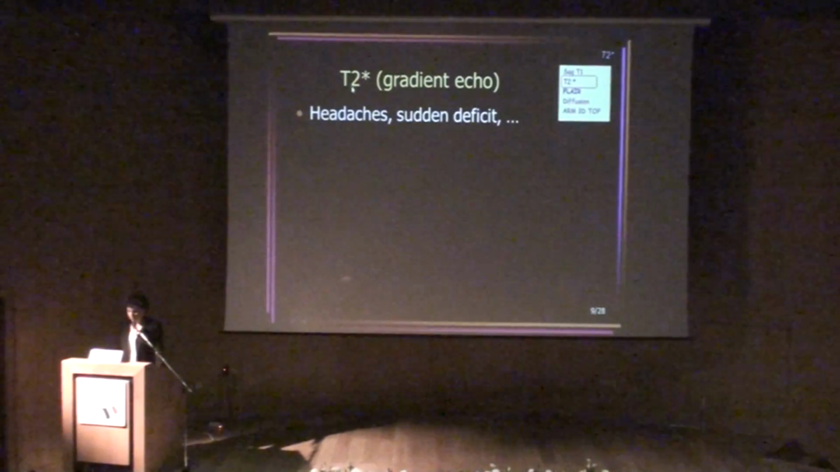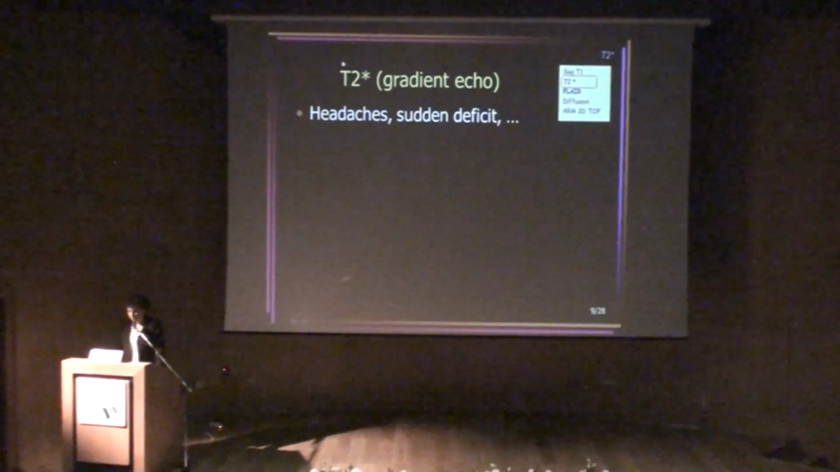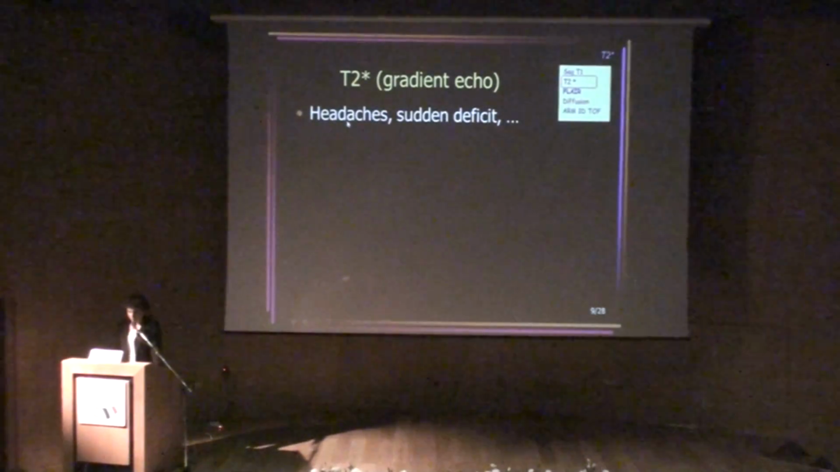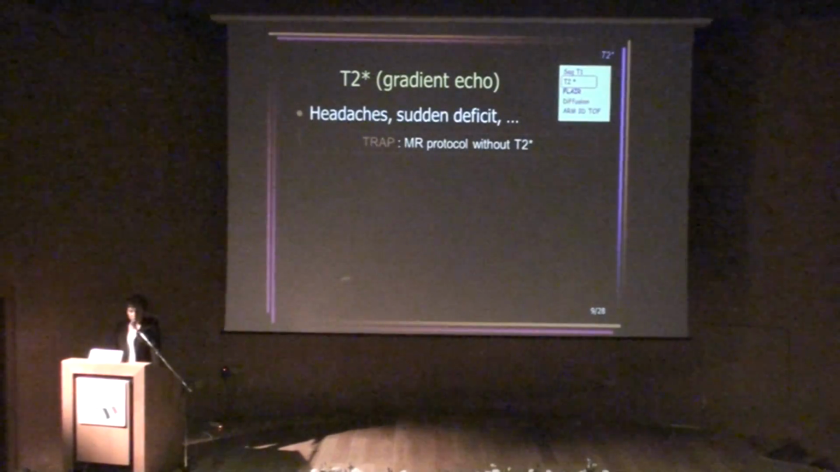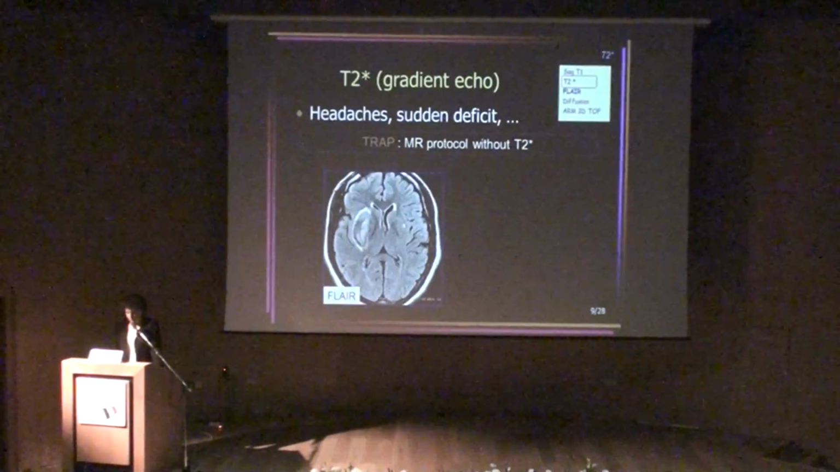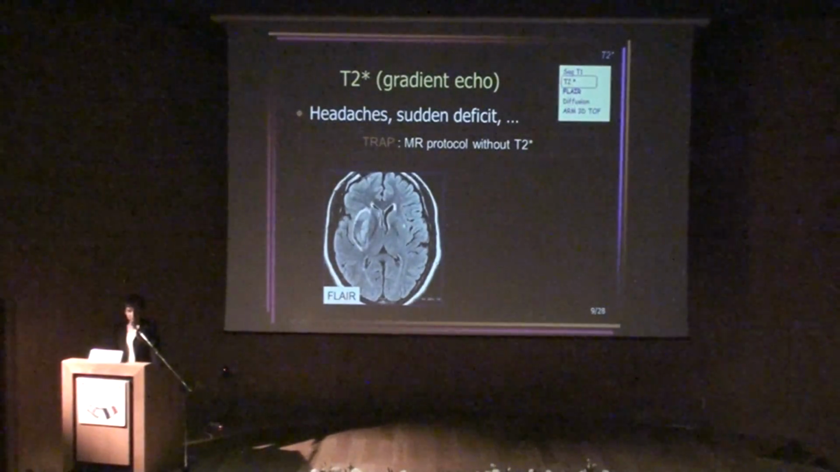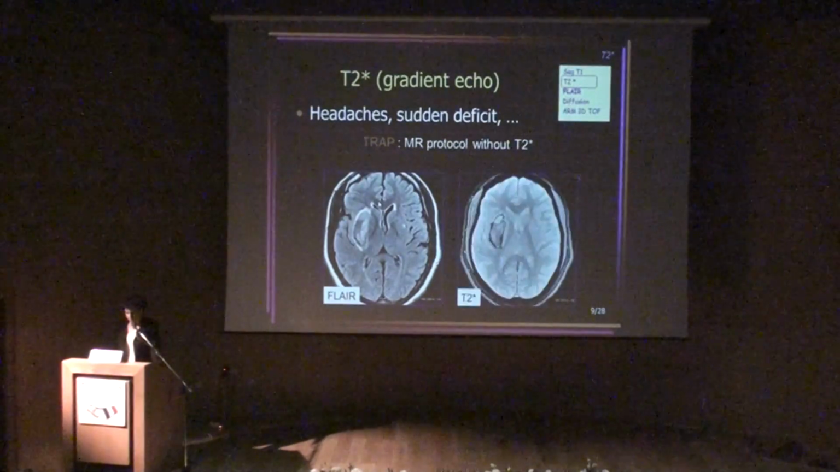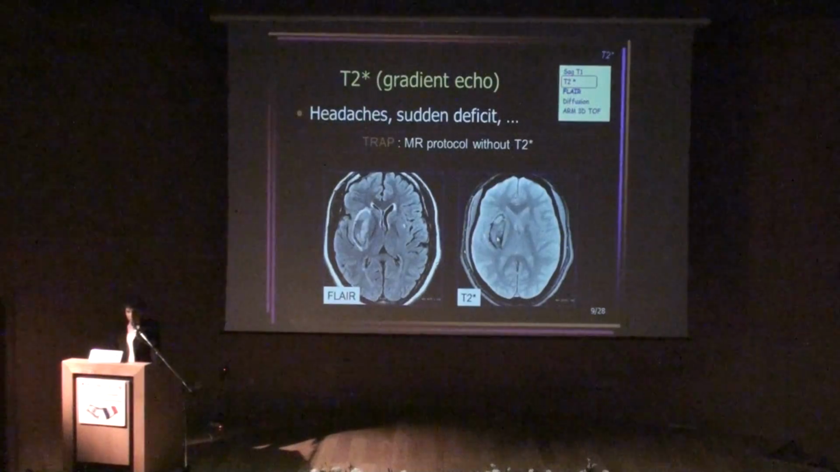Now we move to the T2 star weighted sequence. For example, if the patient is referred with headaches and sudden deficit, one of the traps is to have an MR protocol without a T2 star weighted sequence. Then you might miss the diagnosis of hematoma here, which is fairly obvious on the T2 star weighted sequence.